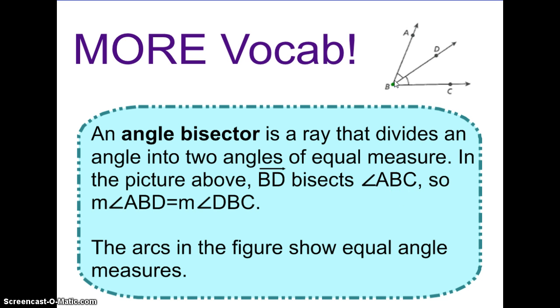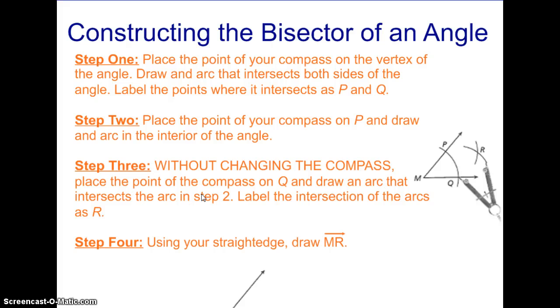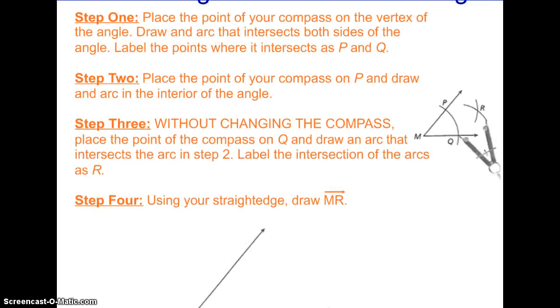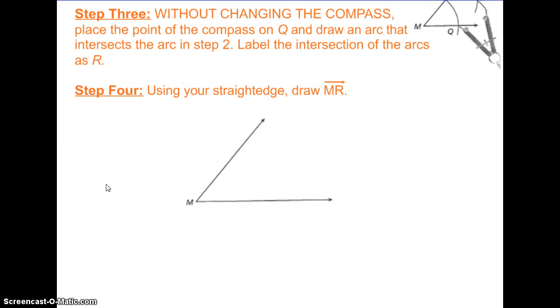Because the ray BD bisects it, we know that angle measure ABD, which is here, and angle measure DBC, notice that B was the vertex for both, they are the same measure. That's the definition of bisecting something, is to cut it in half. Okay? So here we are, we have some directions on how to bisect an angle. Okay, you should keep those in front of you as we are bisecting.